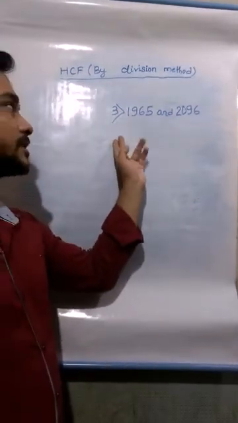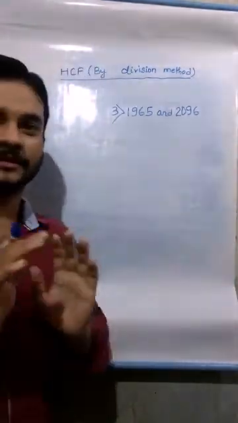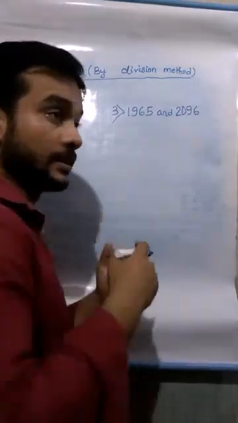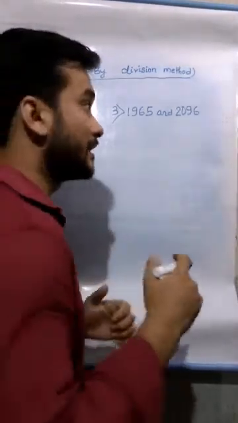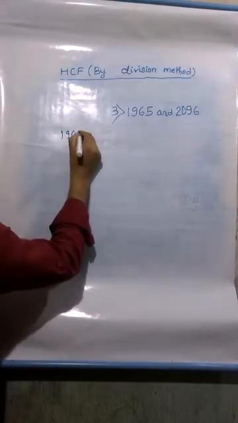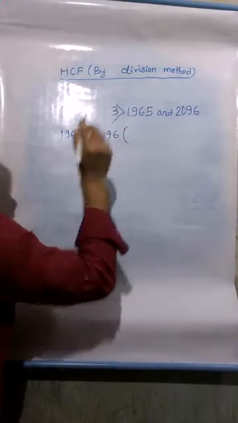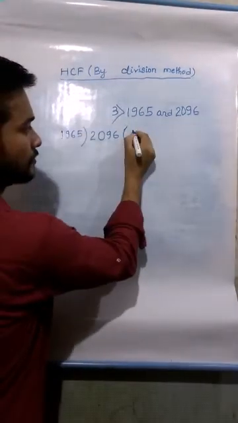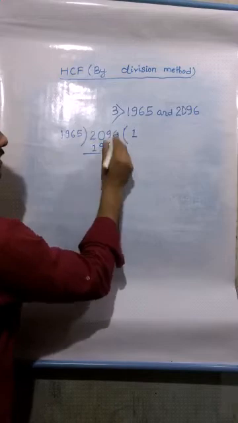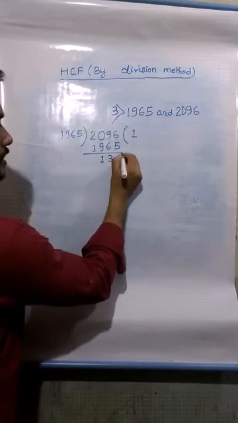You can see the third question, 1965 and 2096. It looks quite large, but don't be afraid by seeing the question. Just simply divide the numbers, and divide until you get the remainder as 0. Now divide it. 2096 divided by 1965. It will go with 1, so 1965. Now subtract, 1, 3, 1.